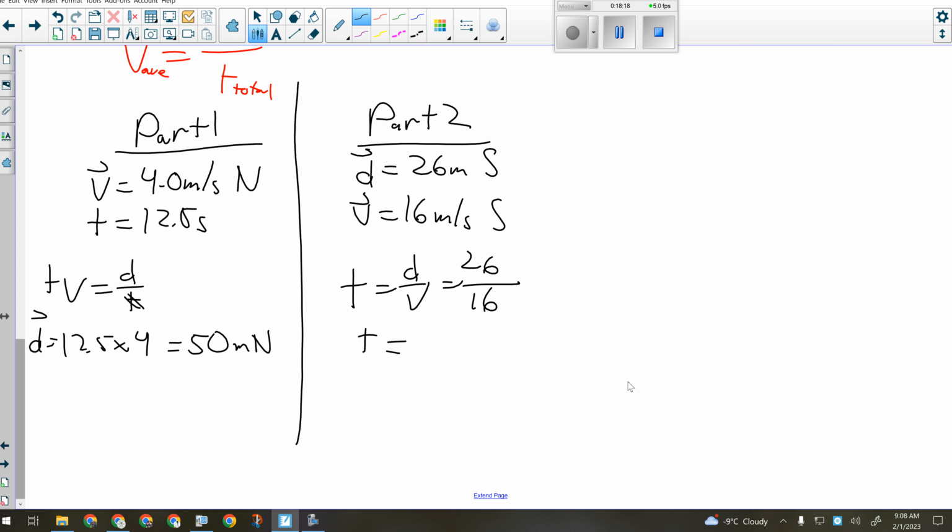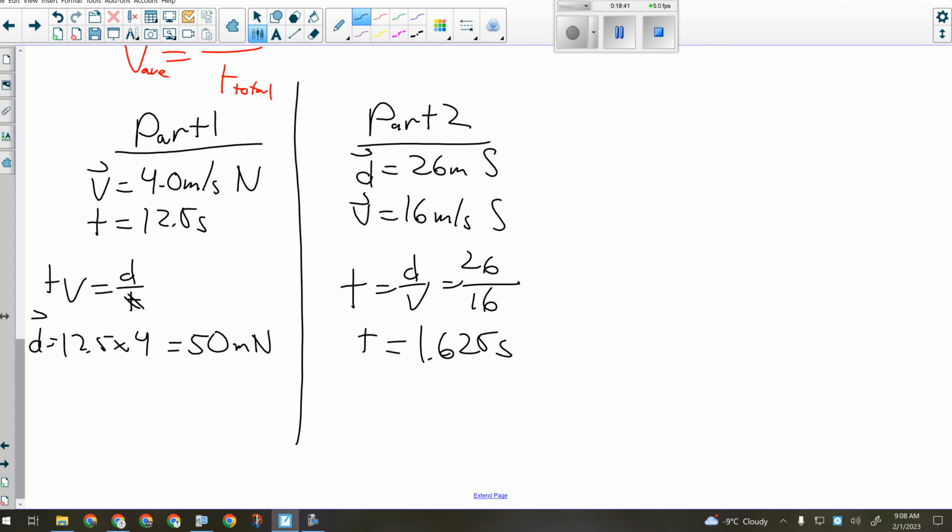All right, so 1.625 seconds. Are we seeing a pretty big difference here in terms of how much of this trip is part 2 and how much of this trip is part 1? It's almost 90% part 1. In fact, it's probably a little bit more than 90% part 1. It's 12.5 seconds of the total. It's a big difference.